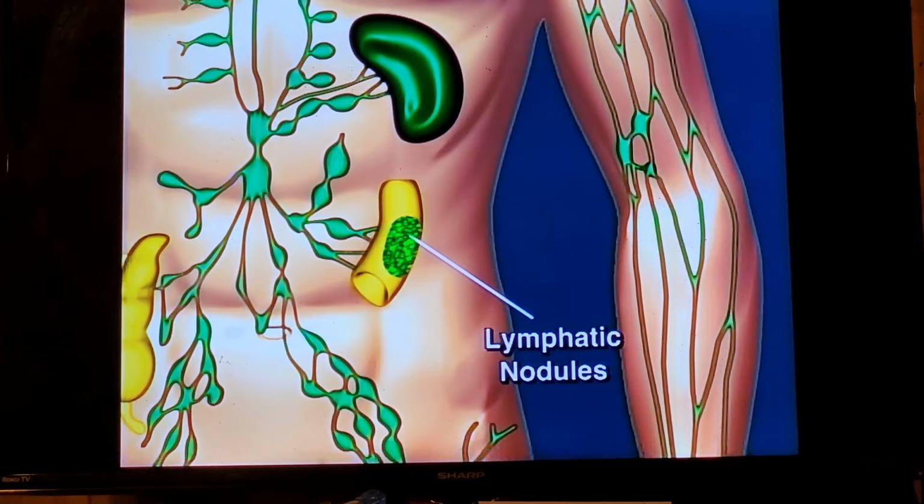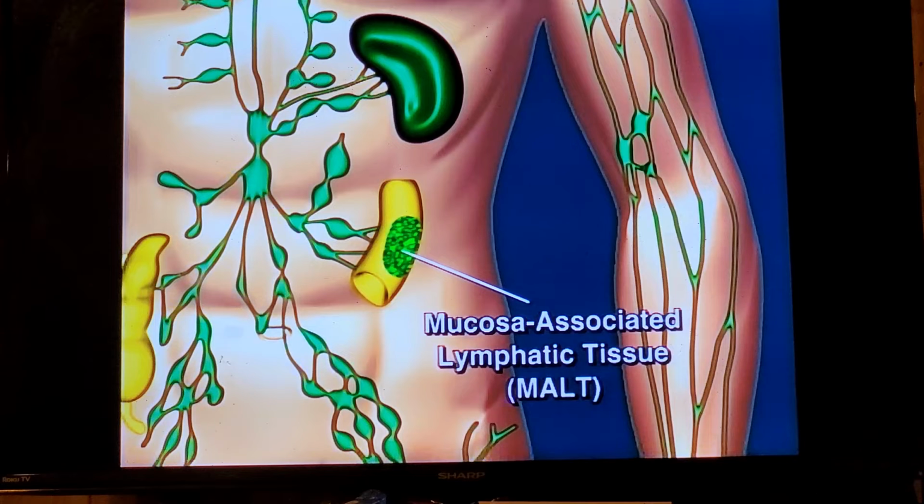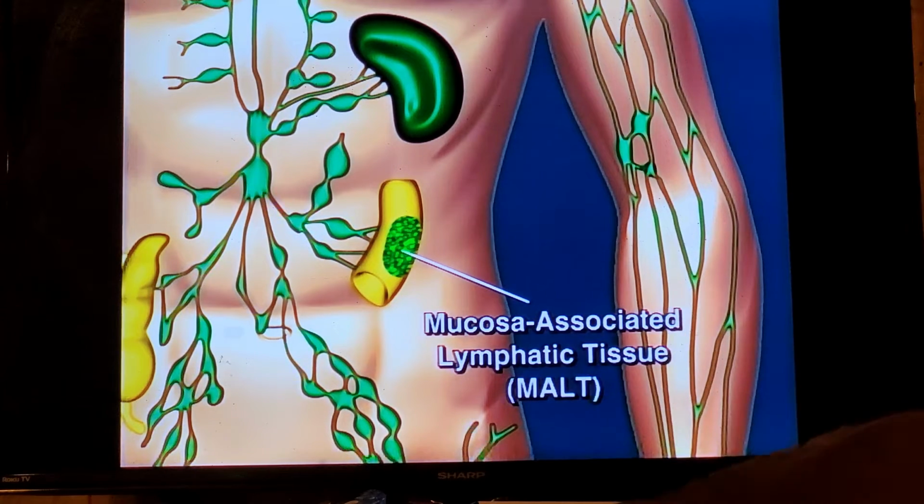Lymphatic nodules are egg-shaped masses scattered throughout the lamina propria of mucous membranes of the gastrointestinal, respiratory, urinary, and reproductive tracts. Lymphatic nodules in these areas are called mucosa-associated lymphatic tissue, or MALT. The lymphatic system plays a major role in protecting the body. It does this on a short-term basis, as I mentioned, via phagocytosis, and on a long-term basis via antibody production.